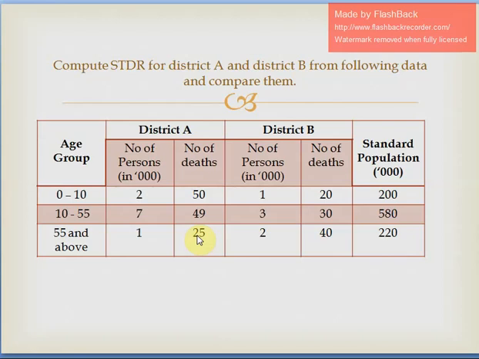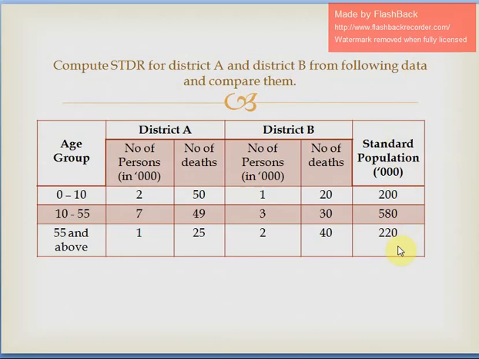Today we will take one more example on standardized death rate. Read the example: compute standardized death rate for district A and district B from the following data and compare them. In the previous example, we took one of the two regions A and B as the standard population. But this is an example in which the standard population is given.